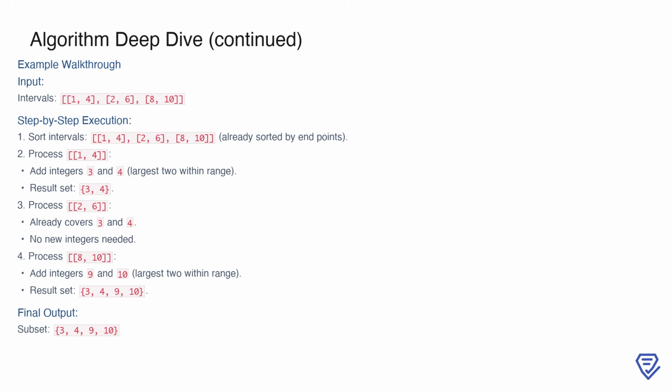Next, we process the interval [2, 6]. Since the integers 3 and 4 already cover this interval, no additional integers are needed. Finally, for the interval [8, 10], we add the largest two integers within the range, which are 9 and 10. These integers are added to the result set as well. At the end of this process, the result set contains 3, 4, 9, 10. This subset satisfies the condition of covering at least two integers for each interval, making it the optimal solution.